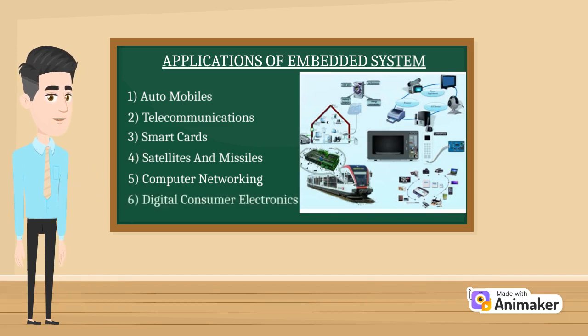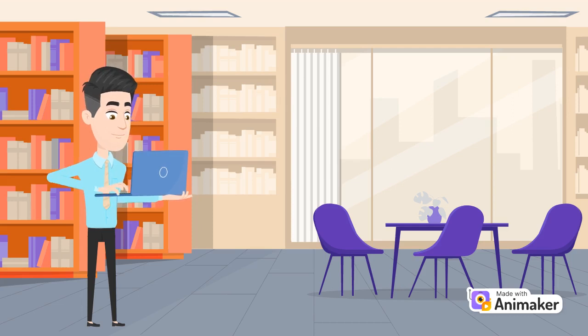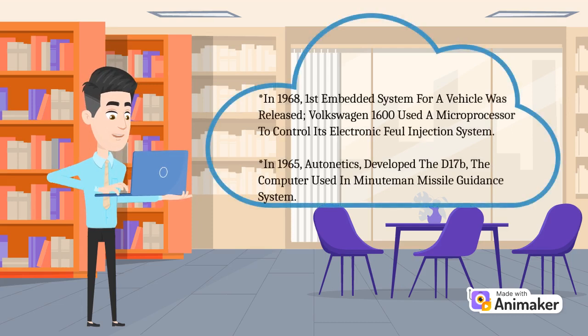6. Digital consumer electronics. Like set-top boxes, DVDs, high-definition TVs, digital cameras, etc. Hey! I've got 2 amazing facts for you guys. 1. Embedded systems were first used in automobiles in 1968. Volkswagen 1600 used a microprocessor to control its electronic fuel injection system. And 2. Embedded systems were first used in technology in 1965. Autonetics developed the D-17B, the computer used in the Minuteman missile guidance system.